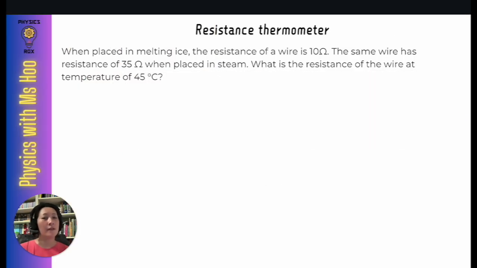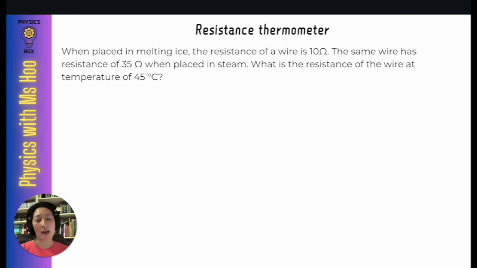So let's start off first with an example of a resistance thermometer. So for a resistance thermometer, its resistance changes with temperature. So the higher the temperature, the higher its resistance. So assuming that this thermometer has a uniform change in resistance, we can use the same calculation methods. When placed in melting ice, the resistance of a wire is 10 ohm. The same wire has resistance of 35 ohm when placed in steam. What is the resistance of the wire at temperature of 45 degrees Celsius?